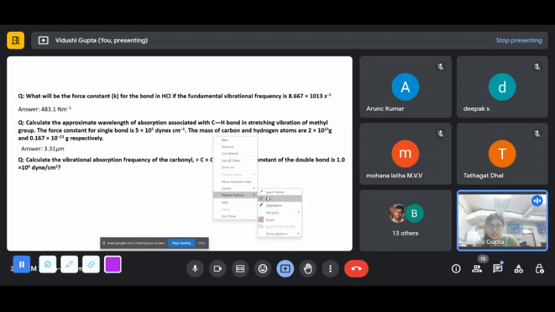Now the next question. Calculate the vibrational absorption frequency of the carbonyl group if the force constant of the double bond is 1 into 10 raised to 6. So I'm giving you 2 minutes to solve it. You just have to calculate the frequency. Force constant is given.